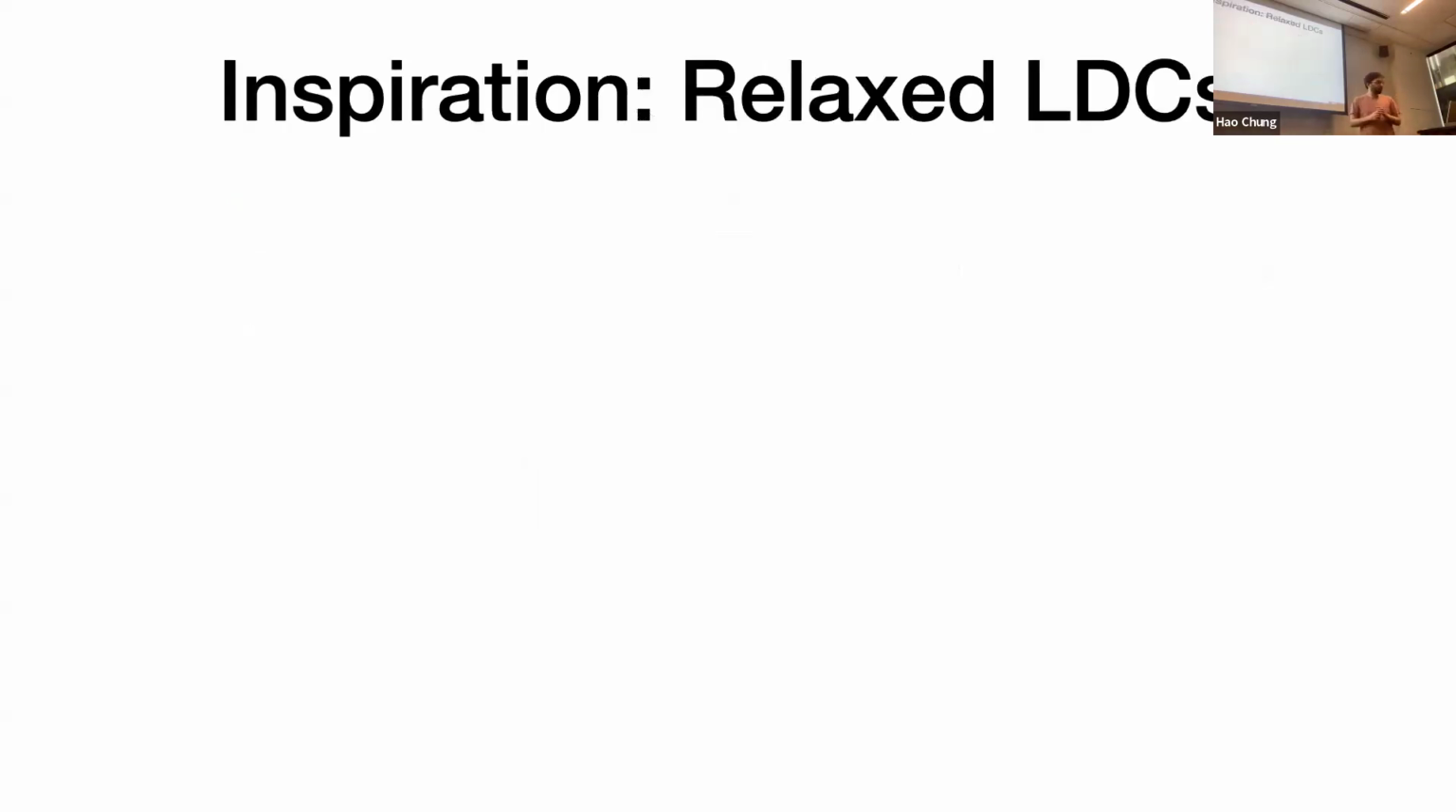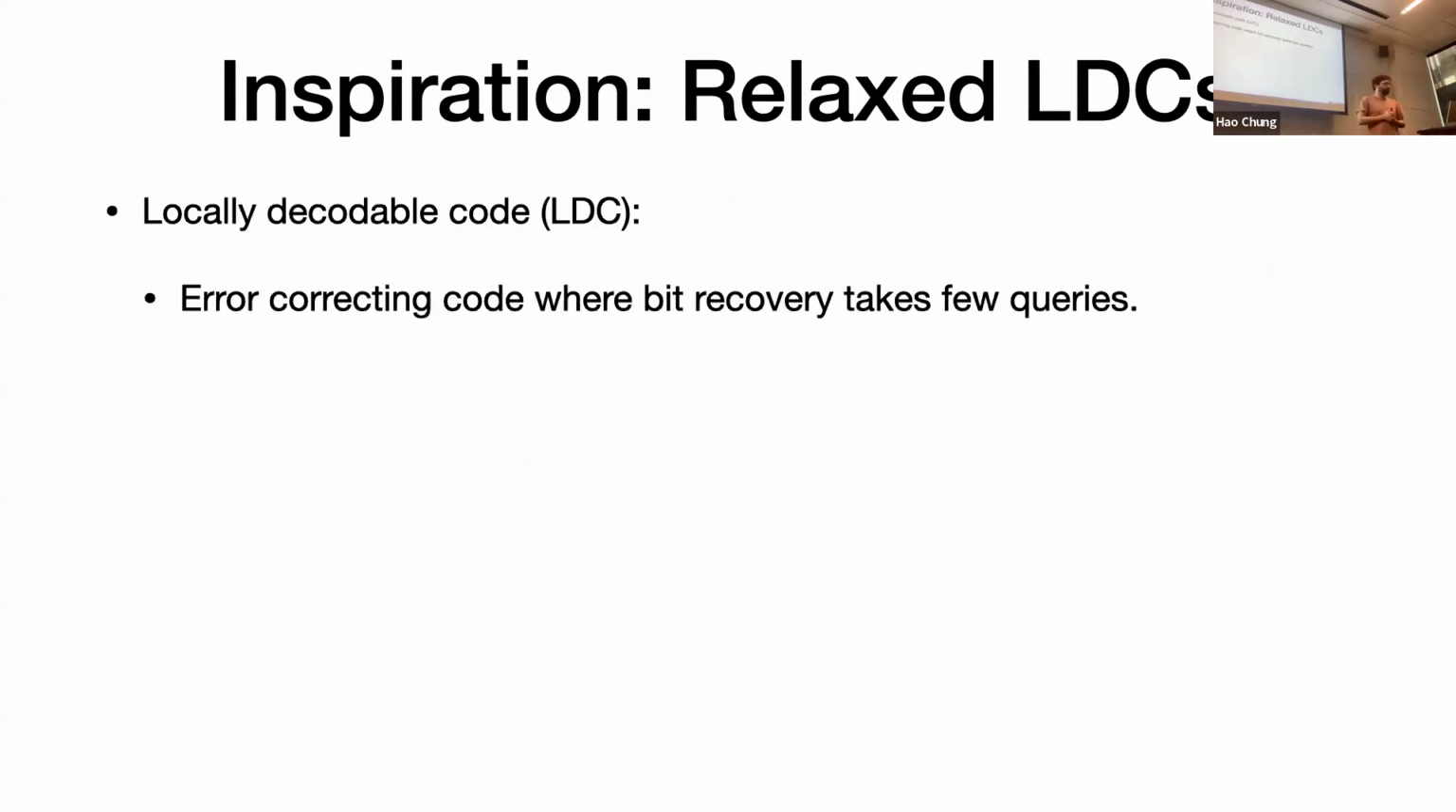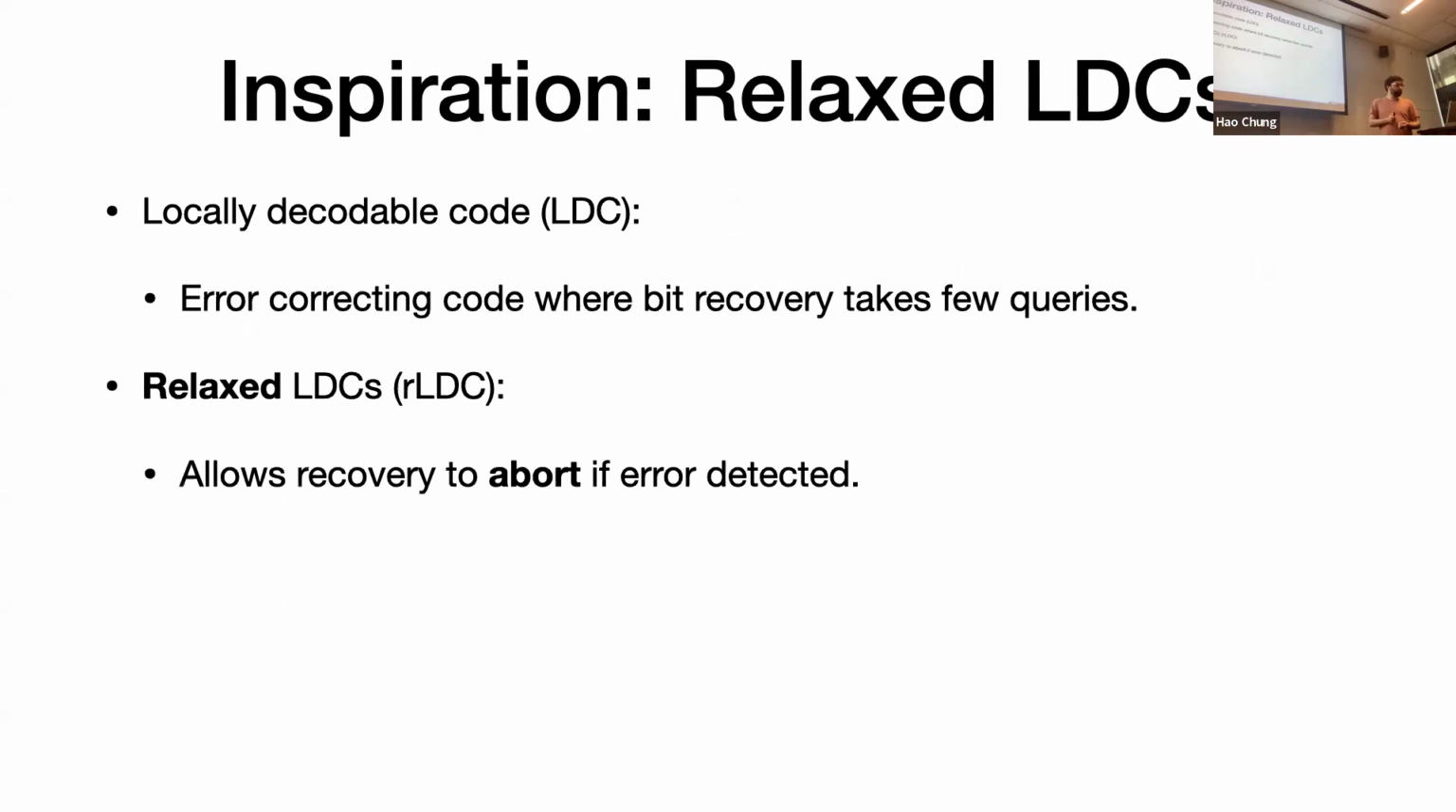And lastly, I want to talk about a connection to relaxed locally decodable codes that's happening here. So what's a locally decodable code? It's an error correcting code where bit recovery takes only a few queries. There's a locality requirement. And there's a notion of a relaxed locally decodable code, which allows this recovery procedure to abort if it notices that there's an error in the code word. So in other words, on the correct code word, an unmodified code word, it should give you the correct value. But on an incorrect code word, a slightly corrupted code word, it either tells you the right answer or it says, oh, there was an issue. This is a corrupted code.